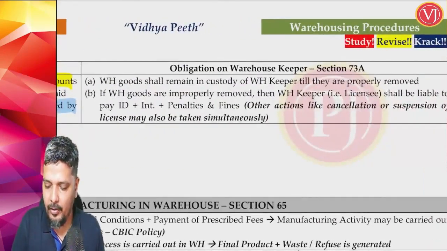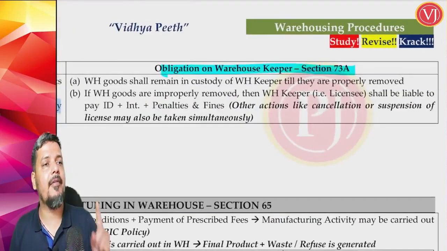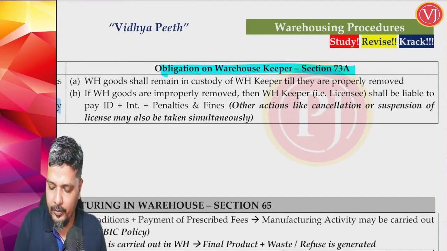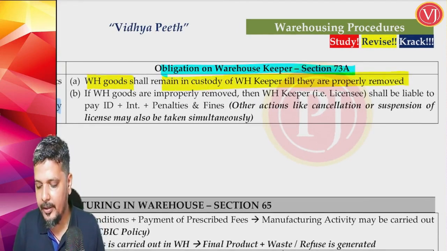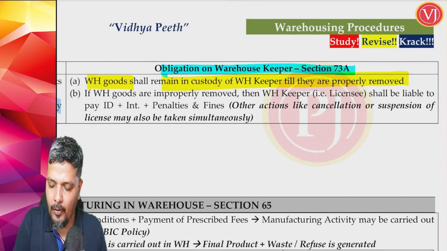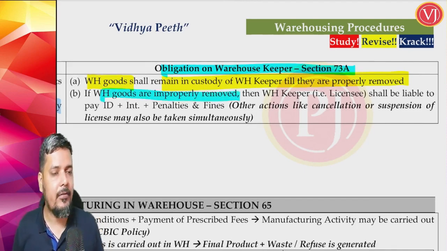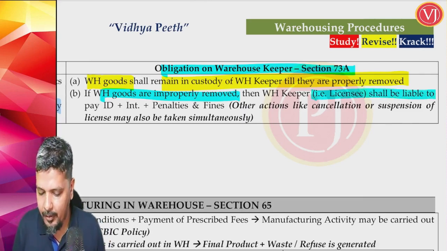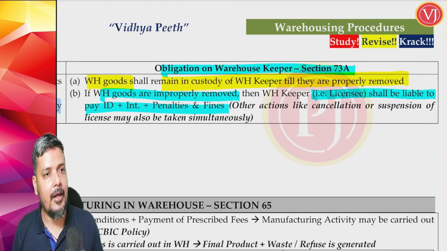What is the obligation of the warehouse keeper? 73A. Please understand that public warehouse, private warehouse is fully under the control of warehouse keeper. So warehouse goods shall be under the custody of warehouse keeper till they are properly removed. If it is properly removed, no problem. If the goods are improperly removed, they will take action against the importer, but warehouse keeper shall be equally liable to pay import duty, interest, penalties and fines.